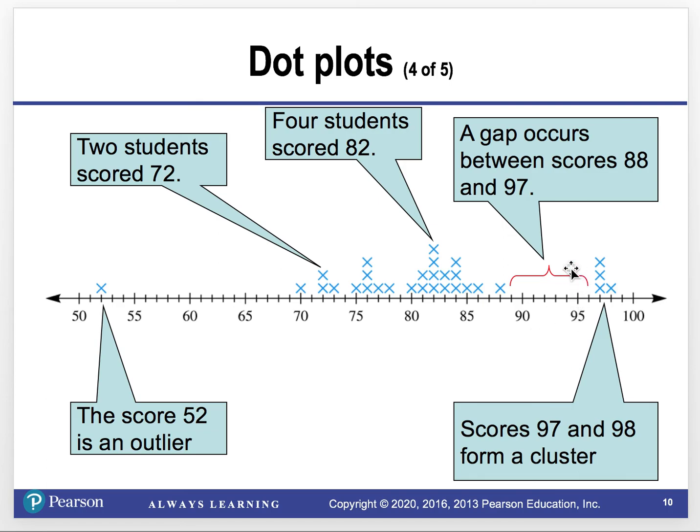Okay, and then a gap is when you get a large space between points, like right here. And a cluster is a group of points that's located after or before a gap. Okay, this isn't a cluster because it's not separated from the other points. This is really most of the points right here, but then I've got a gap and a cluster.